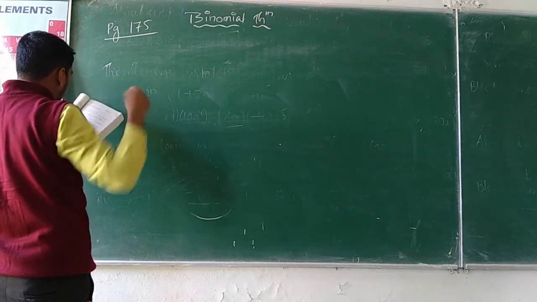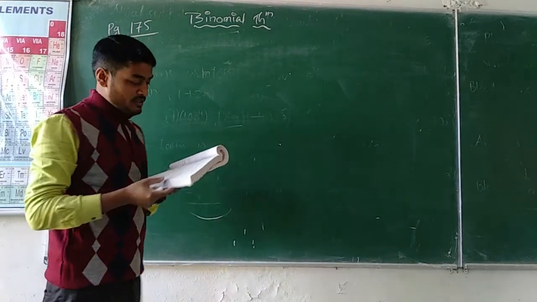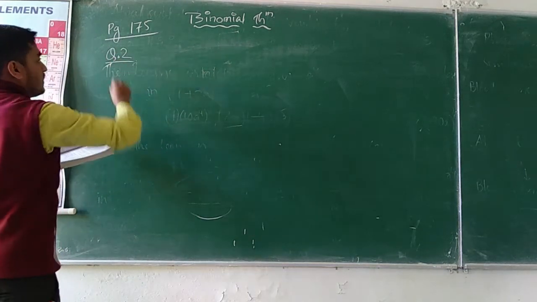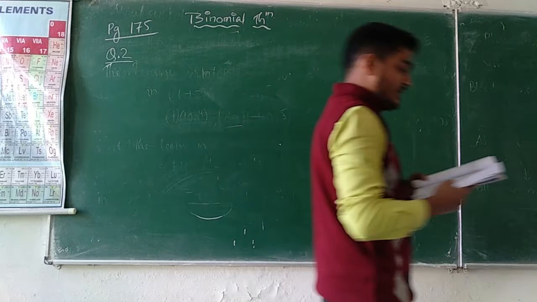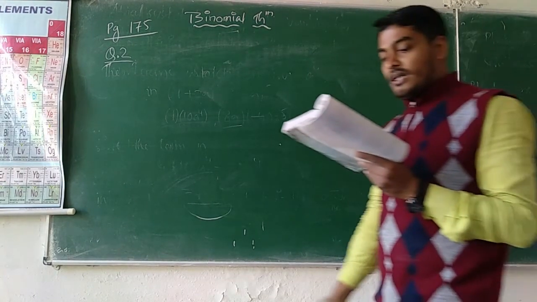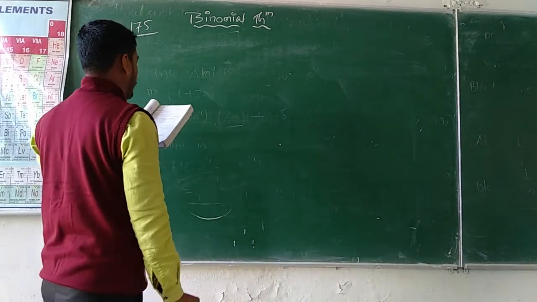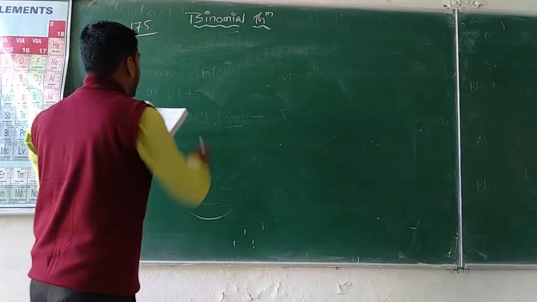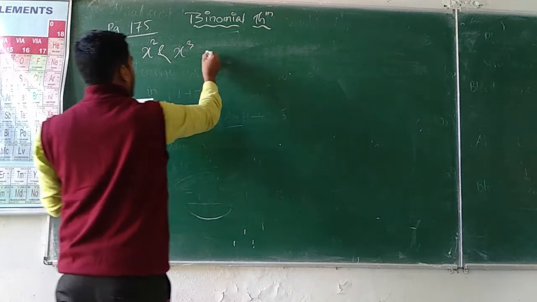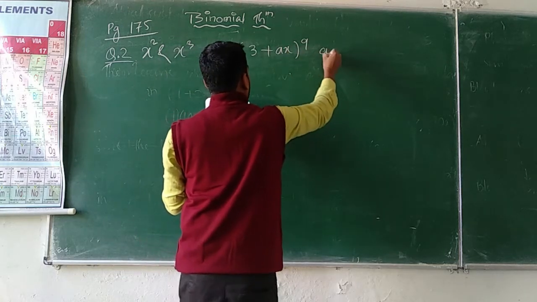Now we are going to find out the answer to question number 2, in the miscellaneous exercise. Read the question first. Find a, if the coefficients of x square and x cube in the expansion of (3 plus ax) whole to the power 9 are equal.